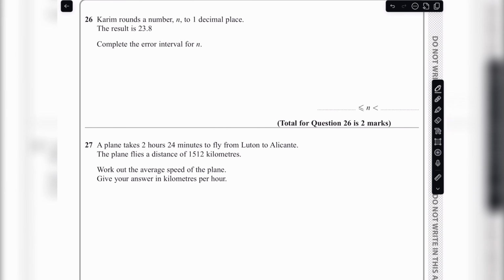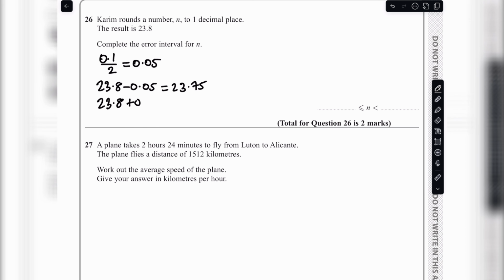In question 26, Karen rounds a number n to 1 decimal place. The result is 23.8. Complete the error interval for n. So given as it's 1 decimal place, I'm going to divide 0.1 by 2, and that gives us a value of 0.05. So 23.8 minus 0.05 equals 23.75, and that will be my lower bound. And 23.8 plus 0.05 equals 23.85, and that will be my upper bound. So the final answers are 23.75 and 23.85.